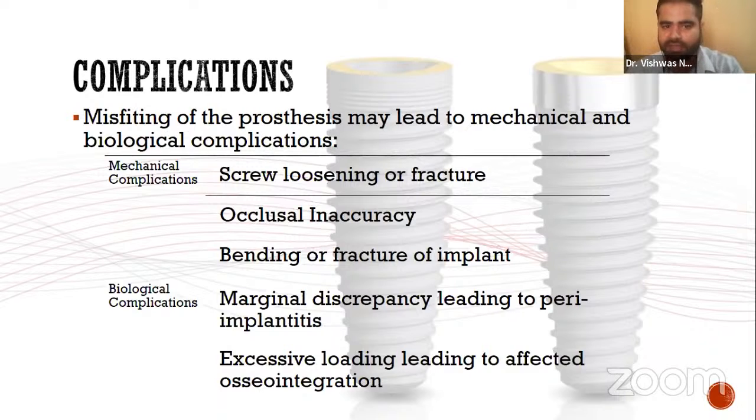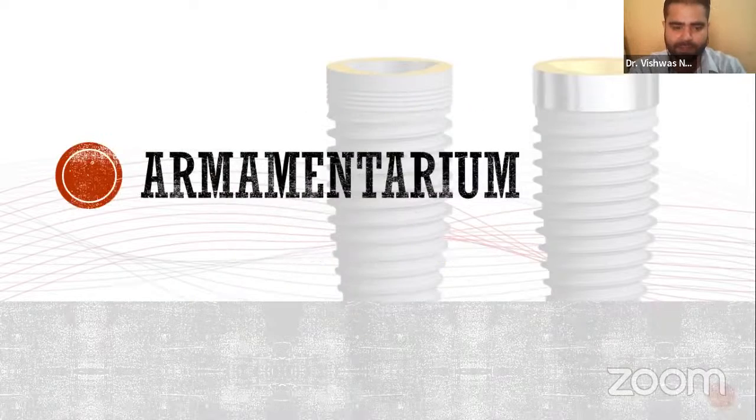One complication is an ill-fitting prosthesis, which you will face right away. But there are some complications, like screw loosening or fracture, that you will observe over the course of a period. So you'll be getting your patients again and again for retreatment for screw loosening and all these problems if your impressions are not made correctly.